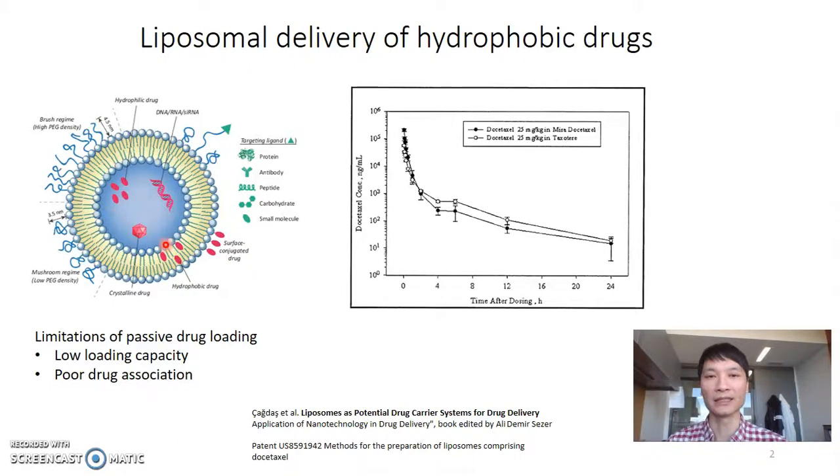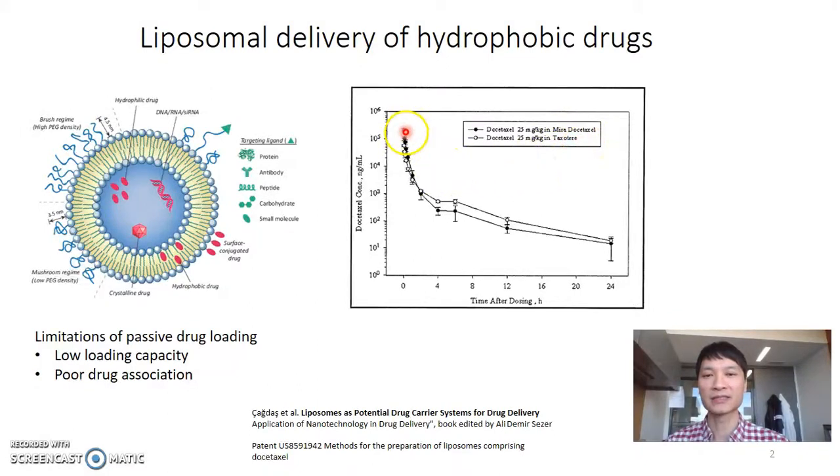So here is an example. In this case, docetaxel, which is a taxane drug, very hydrophobic, is loaded in the liposomes, shown in the closed circle. And this figure is looking at the pharmacokinetics after IV administration in comparison with a formulation containing a detergent and a solvent called ethanol. The formulation is called Taxotere, which is used clinically.